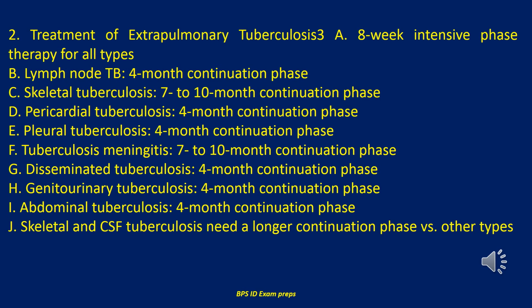E. Pleural tuberculosis requires a 4-month continuation phase. F. Tuberculosis meningitis requires a 7 to 10-month continuation phase. G. Disseminated tuberculosis requires a 4-month continuation phase. H. Genitourinary tuberculosis requires a 4-month continuation phase. I. Abdominal tuberculosis requires a 4-month continuation phase. J. Skeletal and CSF tuberculosis need a longer continuation phase versus other types.